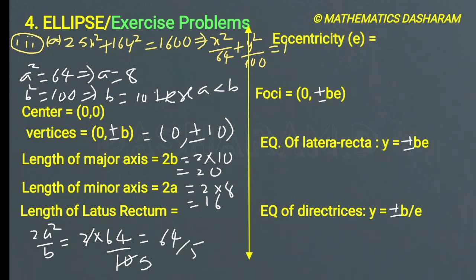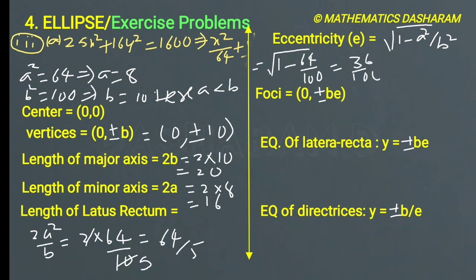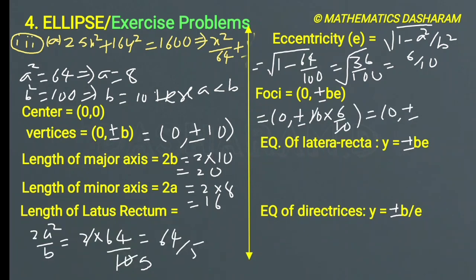Next, eccentricity. The eccentricity formula is under root 1 minus a square divided by b square. So it is equal to under root 1 minus a square 64 and b square is 100. So 100 minus 64, 36 by 100. So under root 36 by 100 is 6 by 10. Next, foci, that is 0 comma plus or minus be. So 0 comma plus or minus b value is 10 and e value is 6 by 10. Here 10 cancel, then 0 comma plus or minus 6.